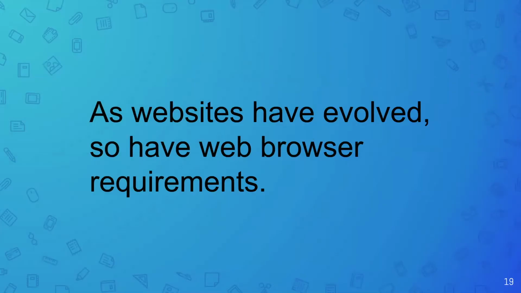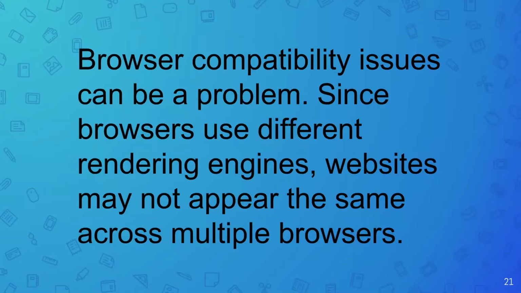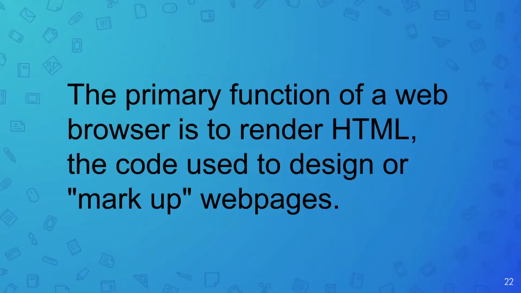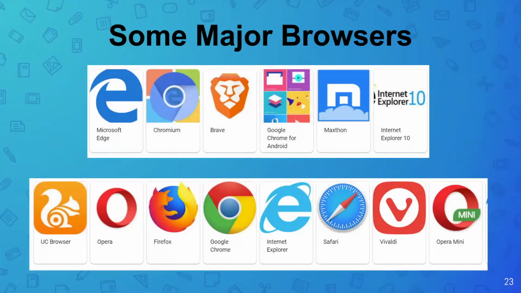But as websites have evolved, so have the web browser requirements. Today's browsers support HTML, such as HTML and HTML5, dynamic JavaScript, encryption used by secure websites, and much more, including CSS and so many other things. Browser compatibility issues can be a problem. Since browsers use different rendering engines, websites may not appear the same across multiple browsers. The primary function of a web browser is to render the HTML, the code used to design or mark up the web pages. These are some of the major browsers you may recognize, and you may be using one or more.